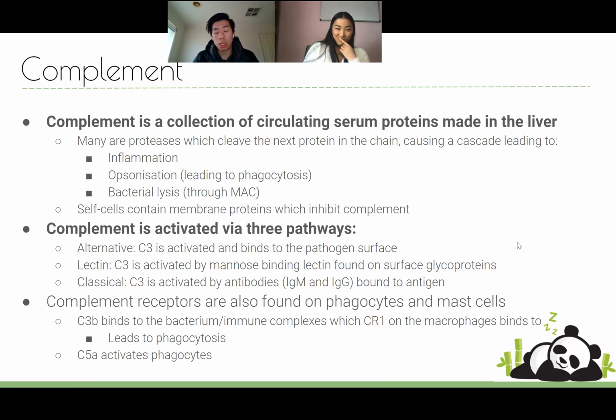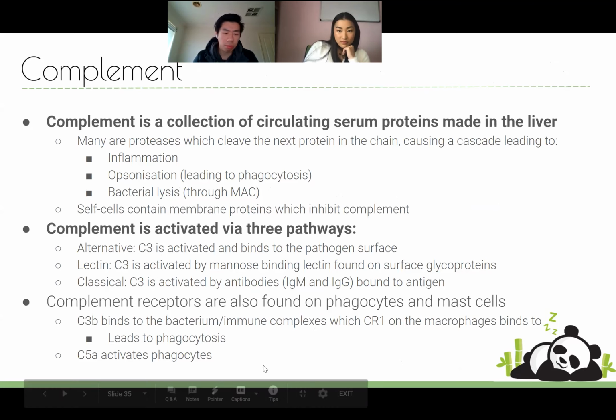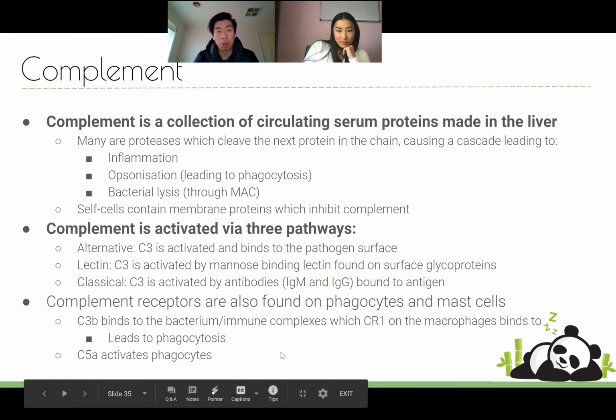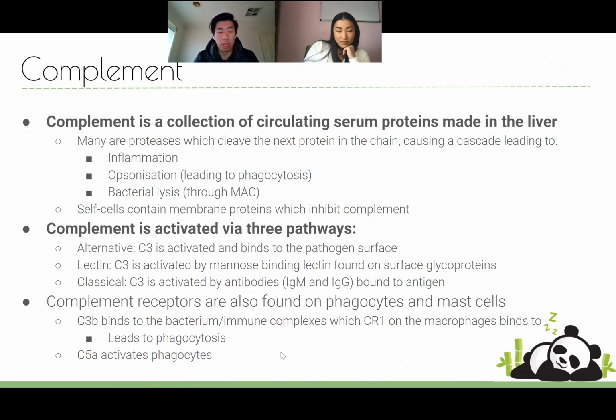This will, to some degree, affect your complement. So complement is a collection of circulating serum proteins made from your liver, as all proteins really are. They can allow for inflammation, opsonization, and bacterial lysis by themselves. They're activated through 3 pathways: the alternative, the lectin, and the classical. They are there, in terms of more detail, for your own reading, I guess.